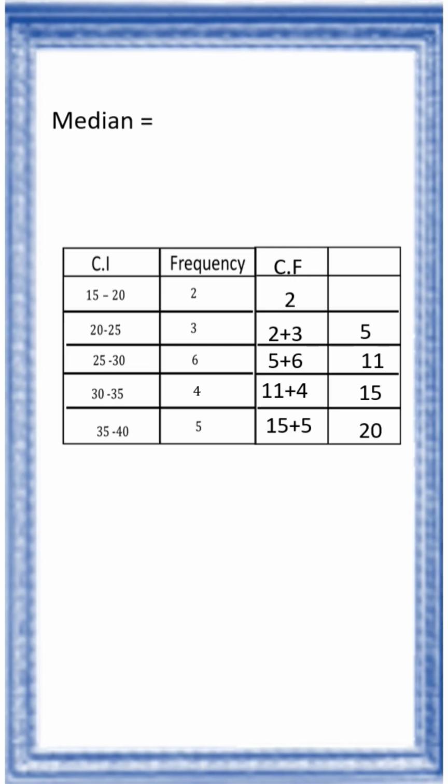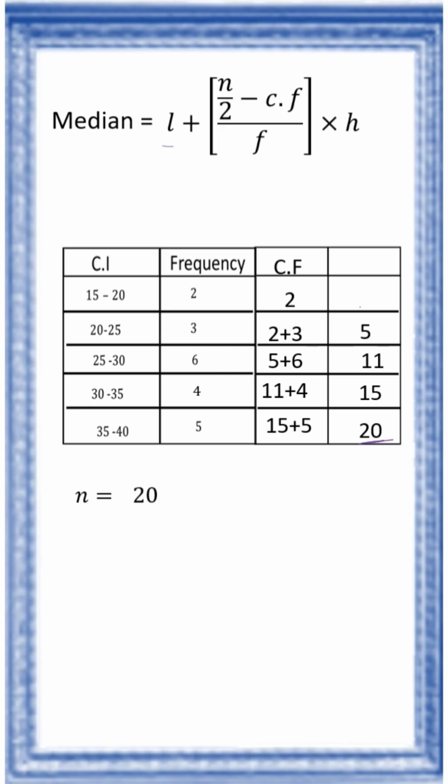Now let us have the formula for the median, that is L plus (n by 2 minus CF) upon f into h. How to find L? Here n is 20. n by 2 is 20 by 2, that is 10. So 10 falls in this class, so the median class is 25 to 30. The lower class limit is 25.